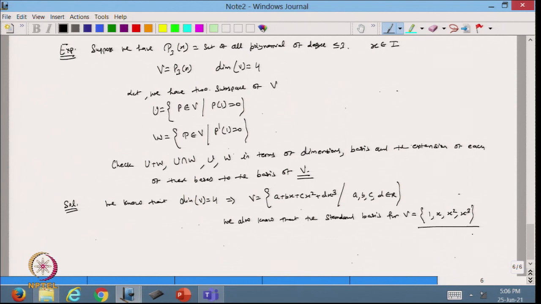So we will continue. Let me stop here. In this question we need to find out how we can find the dimension and the basis for different subspaces, and we will continue this example in the next lecture.